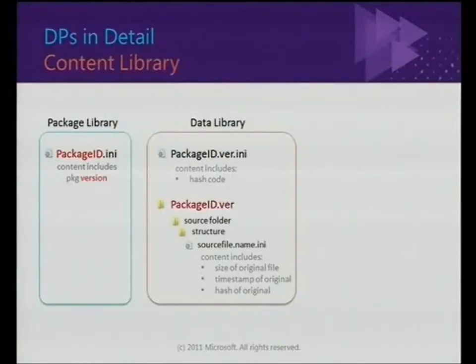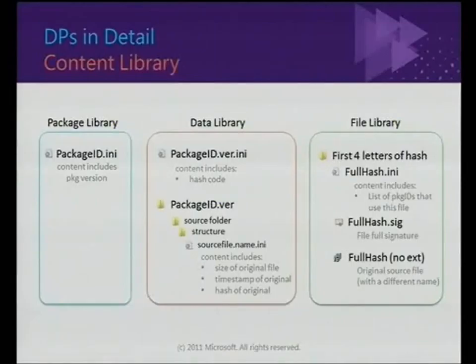Now, the third component of the content library is called the file library. Remember I said the actual file isn't in the data library anymore, just a representation of it, and inside the ini file that represents it, there's a hash. Well, the actual file is stored in the file library, and it's not called setup.exe anymore, it's simply called the hash. No file extension. Kind of confusing to explain to people, just the hash.